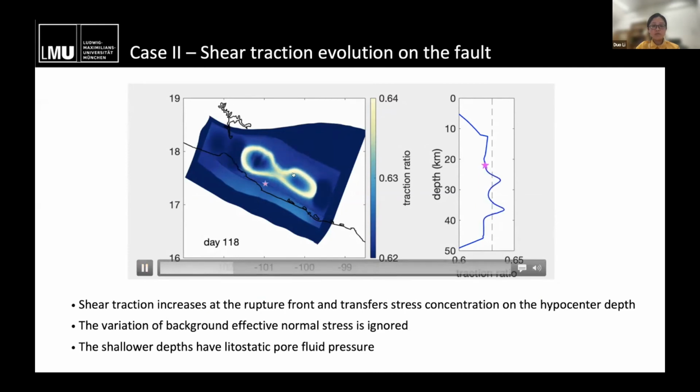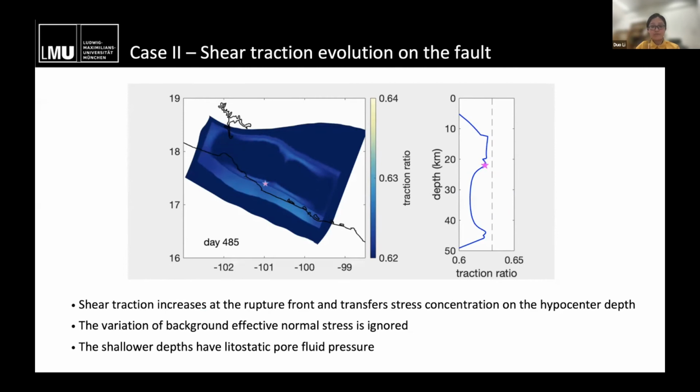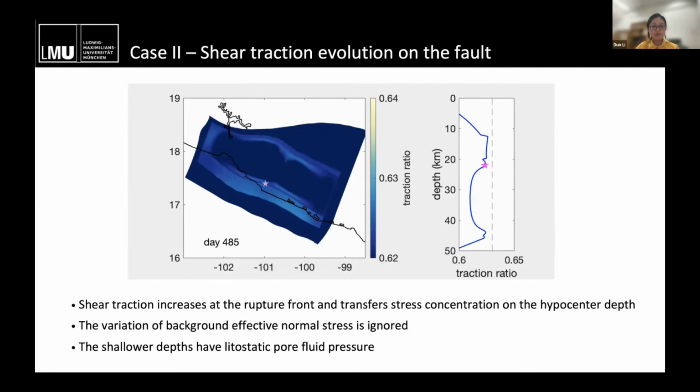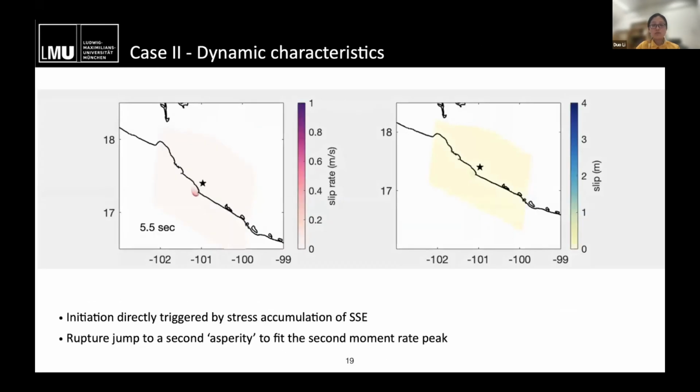You see, during the slow slip rupture, it will propagate and change the stress concentration along strike and push it towards the hypocenter. So this is the figure on the right. It shows the vertical cross section, showing the variation of the traction ratio. And we just use the effective normal stress and the shear traction at one time step from our slow slip cycle model in the dynamic rupture model.